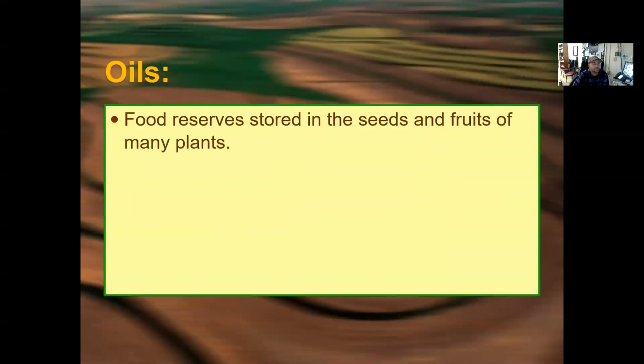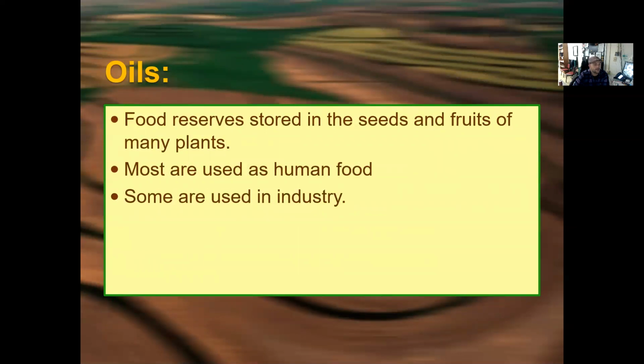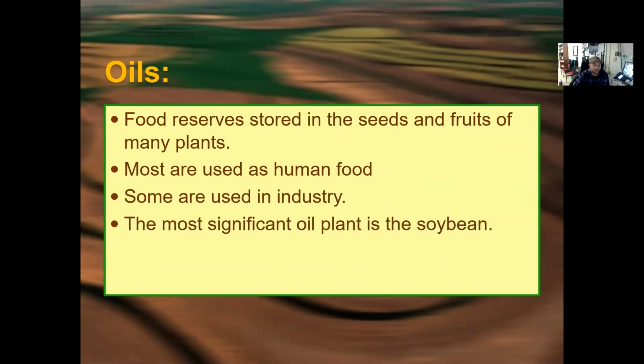Oils, food reserves stored in the seeds and fruits of many plants. Most are used as human food. Some are used in industry. The most significant oil plant is the soybean. Soybeans you really can't say enough about, because that is one of the biggest crops that's produced in the United States and sent all over the world.